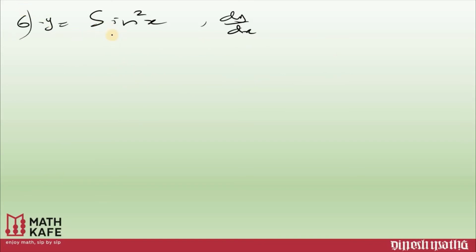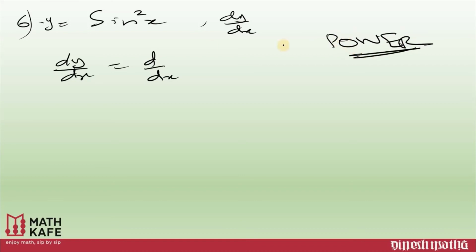We need to find the derivative of sine square x. This we can write as dy by dx is equal to d by dx. Remember I said power first. Power will always be given the priority. Sine square x, even though this is sine square x, you always keep writing or visualize it as (sine x) whole square, then it will be very easy.